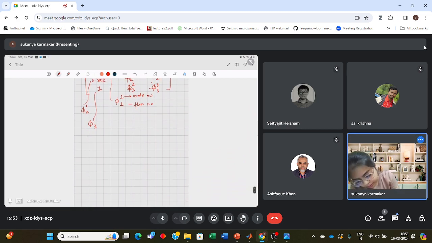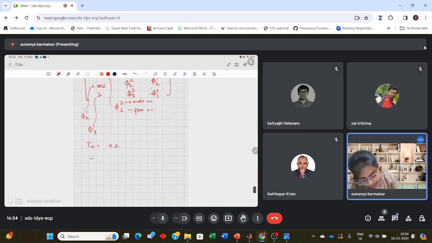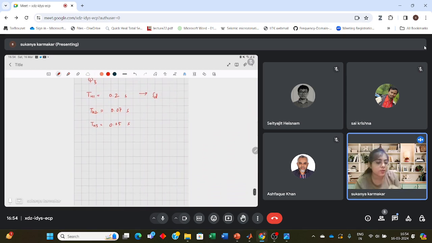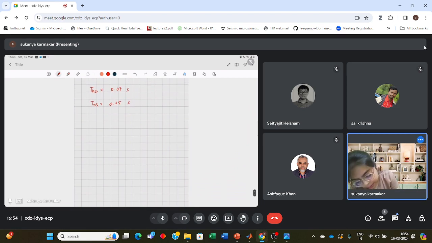And from the time periods, it was found that Tn1 is around 0.2 seconds, Tn2 was around 0.07, Tn3 is 0.05. This is in seconds. And from here, the spectral displacement was calculated from the plots. Now, how do we calculate the participation factor? Let me show one example.